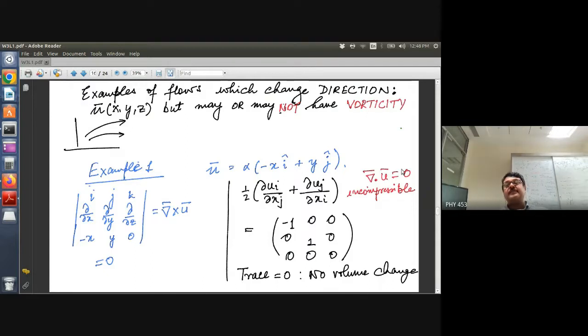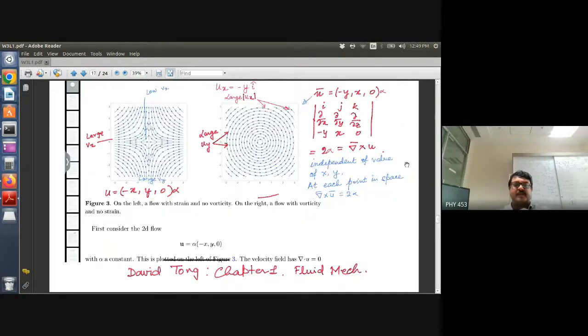And if you take the divergence of u, you'll see that it's an incompressible flow. Divergence is equal to 0. Moreover, if you take the del ui del xj, you'll get minus 1 plus 1, so the trace is 0. There's no volume change in a finite volume element due to the flow. Moreover, curl of u equal to 0. So how does this flow look? It is the familiar one, which corresponds to pure stretching flow.